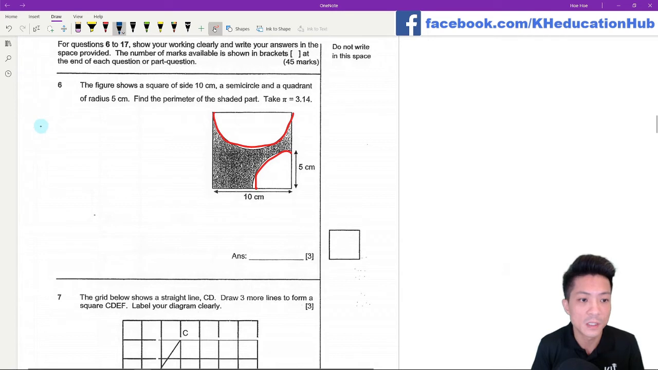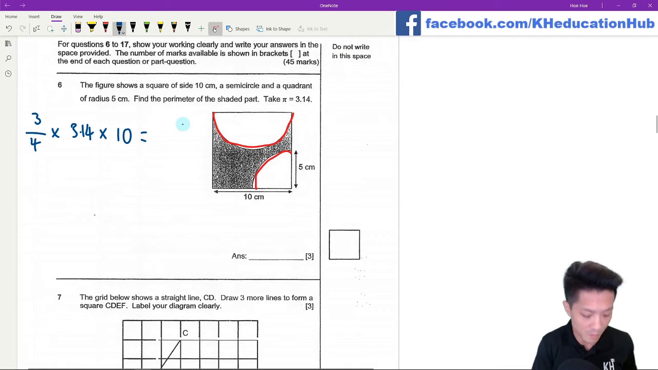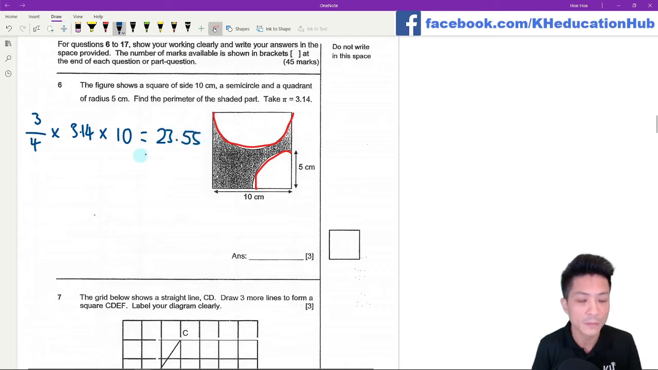They will add up to be 3/4 of a circle, right? So 3/4 multiplied by pi, 3.14, times d, which is 10. This is going to give me 23.55 cm. Okay, we're done with the red part.